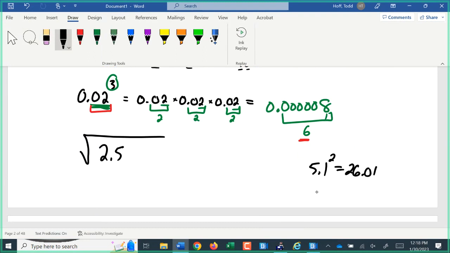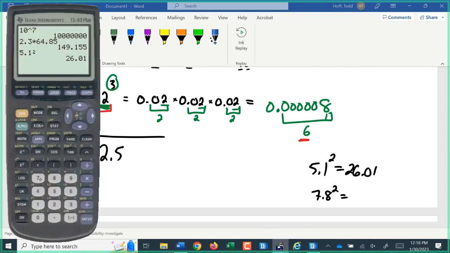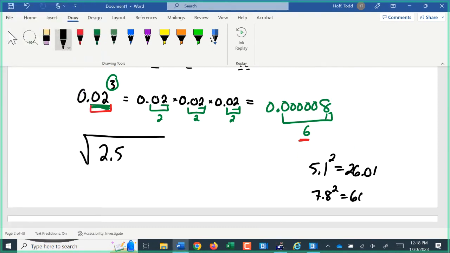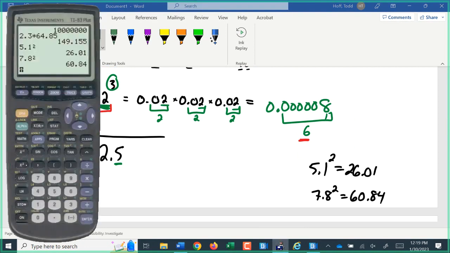Or if I have 7.8 squared, 60.84, again, 2 decimal places. There is no number that we can square that'll give us just 1 decimal place. So if we go to square root 2.5, and I know you guys know how to use the calculator function for square root, we are going to get an ugly decimal. It doesn't come out to a nice, neat little decimal.